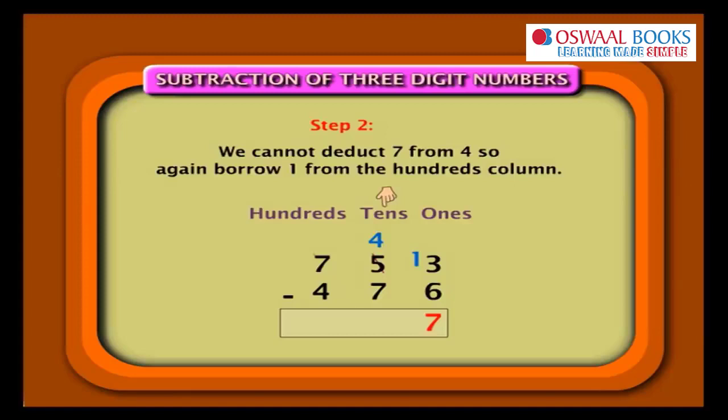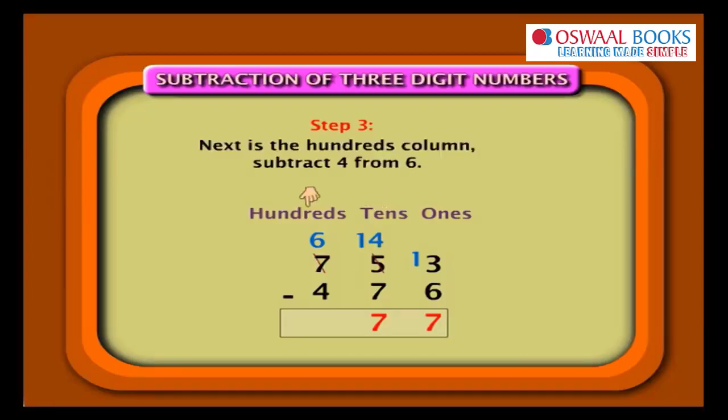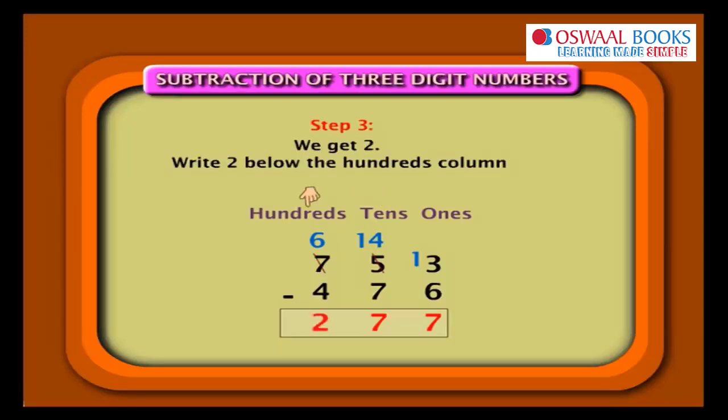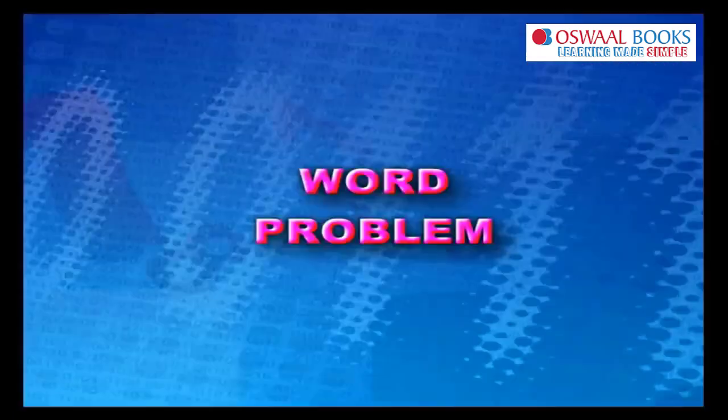So again, borrow 1 from the hundreds column. Now deduct 7 from 14. We get 7. Write 7 below the tens column. Next is the hundreds column. Subtract 4 from 6. We get 2. Write 2 below the hundreds column. Thus, 753 minus 476 is equal to 277.